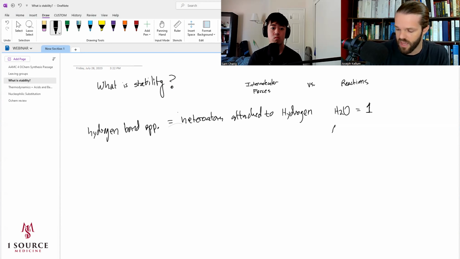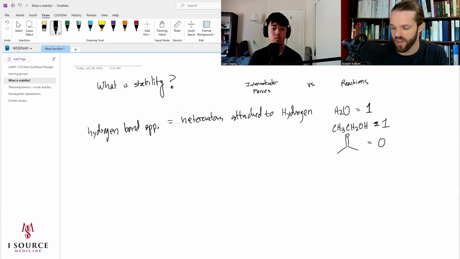If we wanted to look at ethanol, CH3CH2OH, the number of hydrogen bond opportunities there is also 1. If we wanted to look at something like phenol, again, 1 hydrogen bond opportunity there. If we wanted to look at something like acetone, this has 0 hydrogen bond opportunities. Okay, so I think you probably get the point.